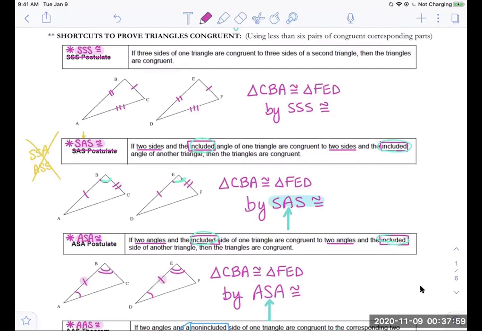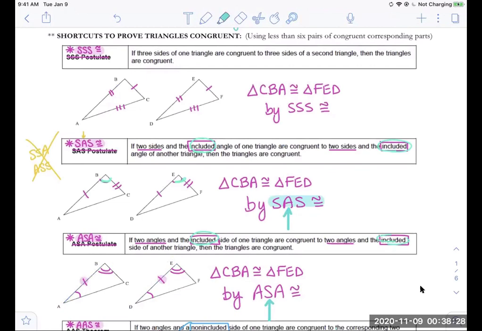is angle, side, angle congruence. And this one is going to use 2 pairs of angles and 1 pair of sides. And again, the location of the side matters. So you're going to have 2 pairs of angles known to be congruent. And then the pair of sides that are congruent are the ones that are joining the 2 angles that you know are congruent. This is angle, side, angle.